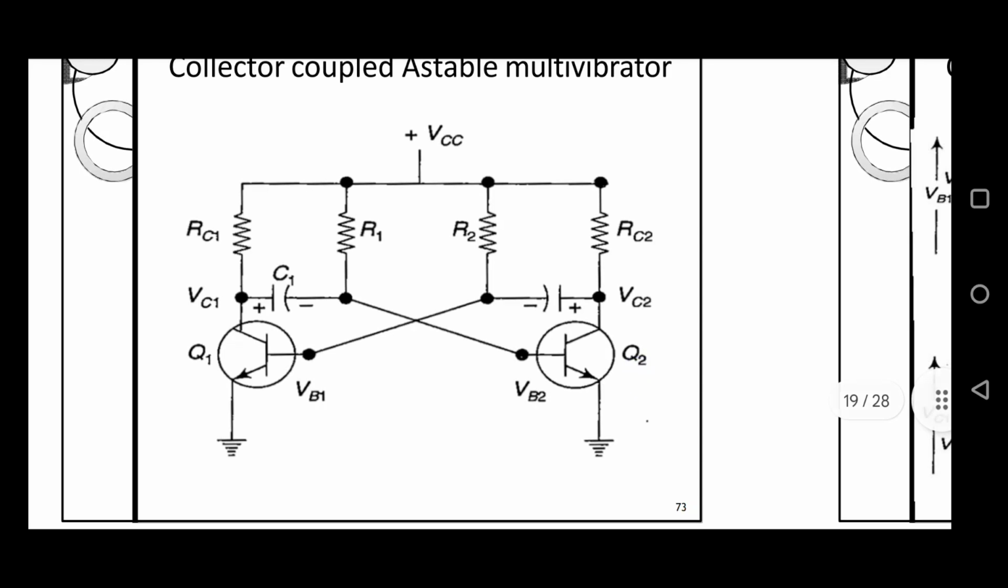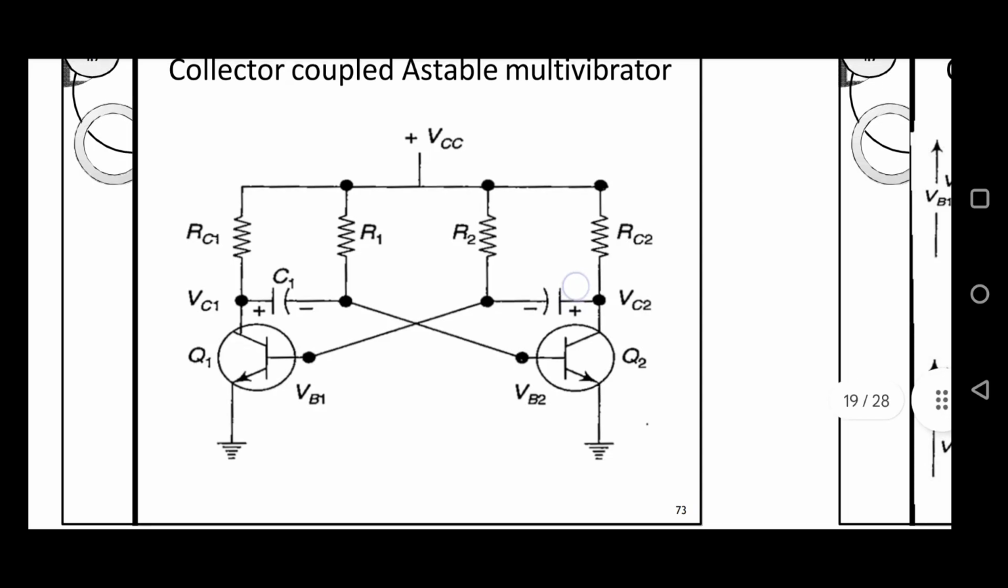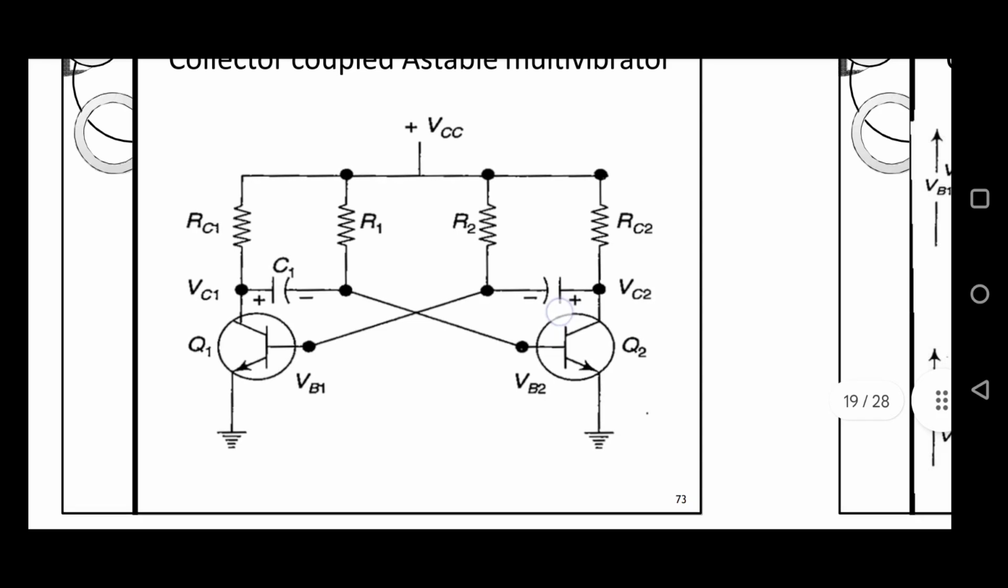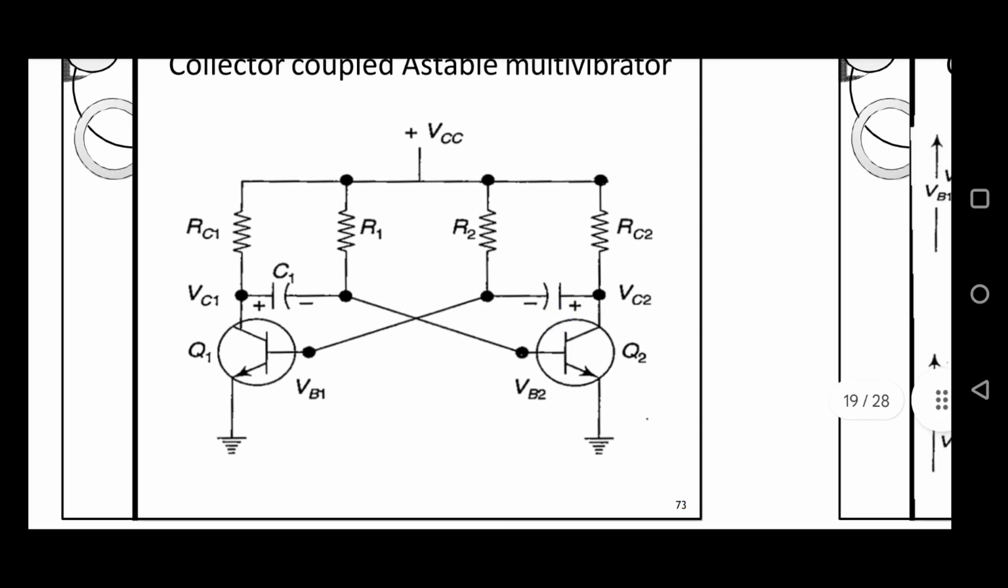This is one state. When the state changes, at the same time capacitor C2, which was charged to VCC in the earlier state, starts to discharge through the path VCC, RC2 and C2. So this is the base of Q1.